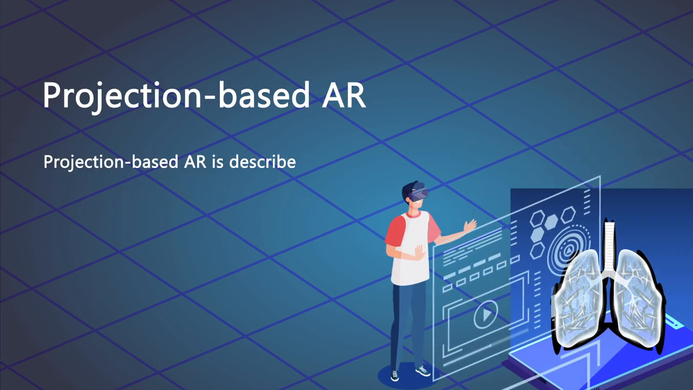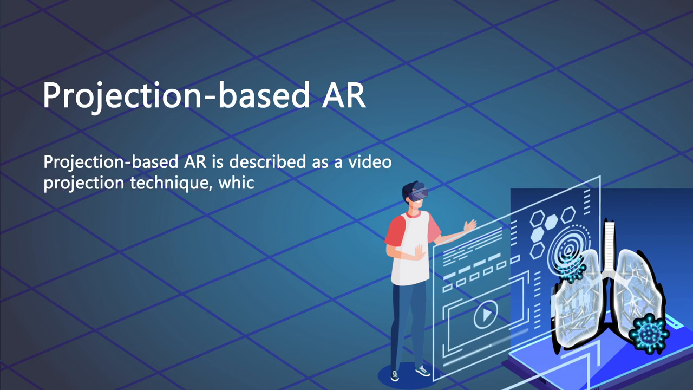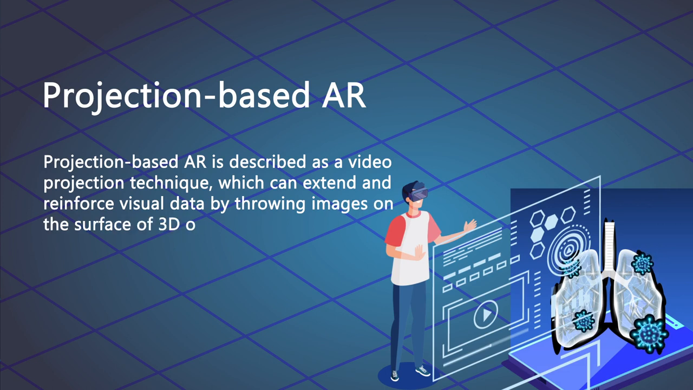Projection-based augmented reality is described as a video projection technique, which can extend and reinforce visual data by throwing images on the surface of 3D objects or space.